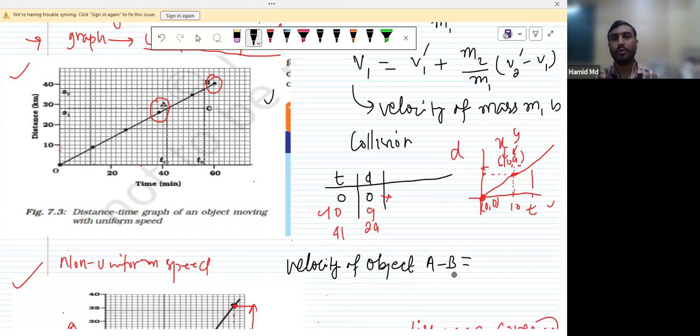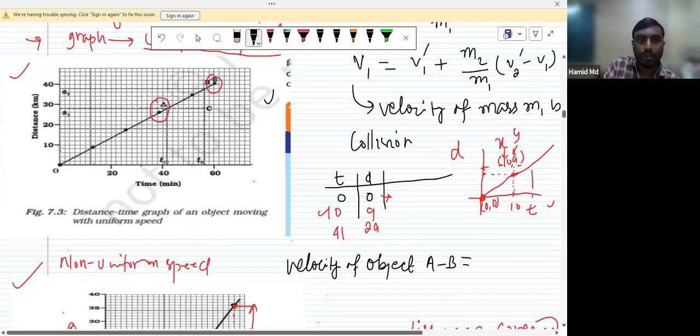Riyaz, how will we do it? What is the distance along the y-axis? What is the object distance along the y-axis? 40. This is the final point, 40. So we have to calculate, and we will write 40 minus the point B, okay?